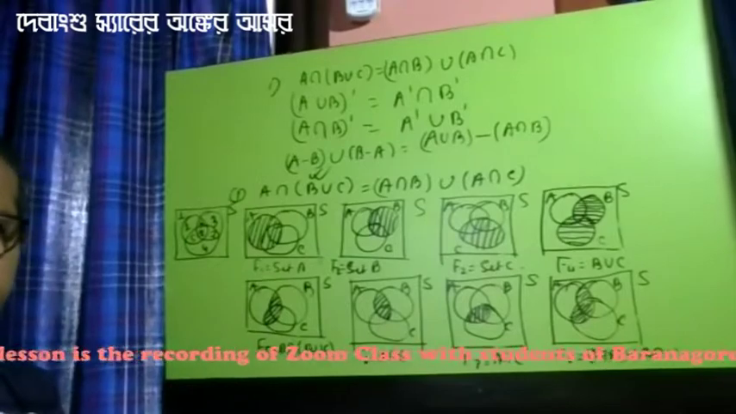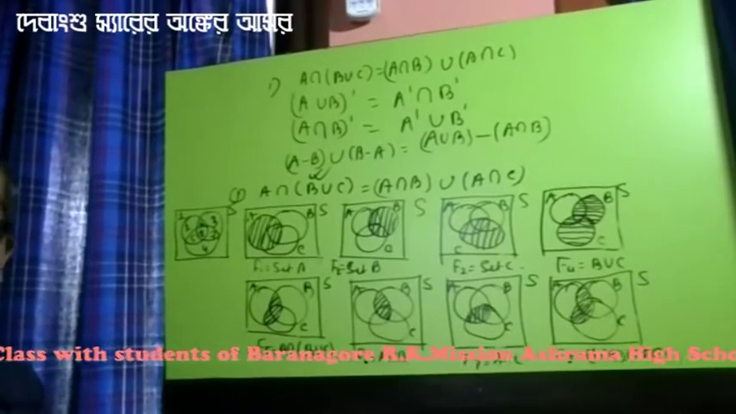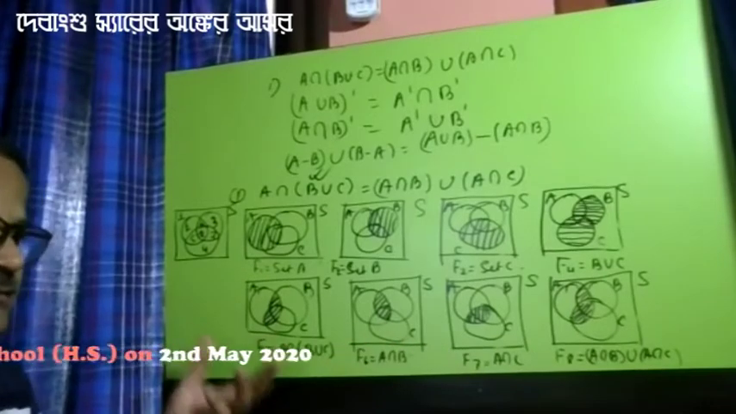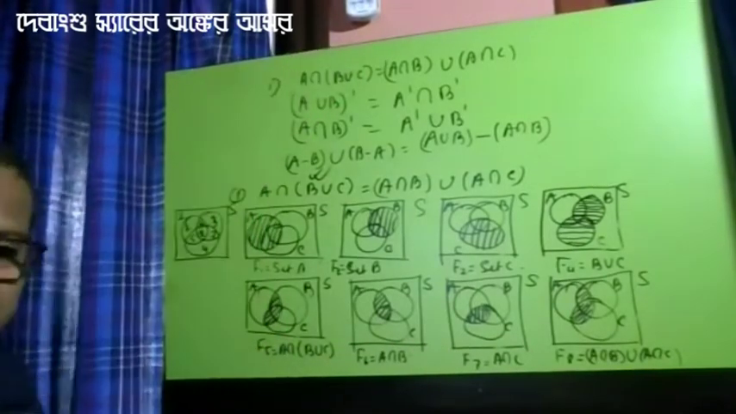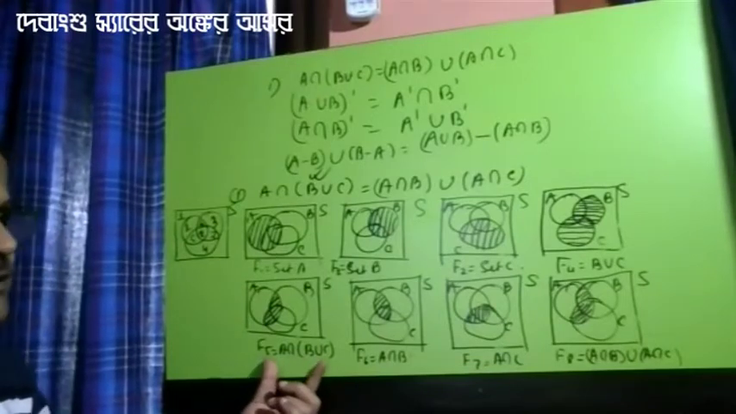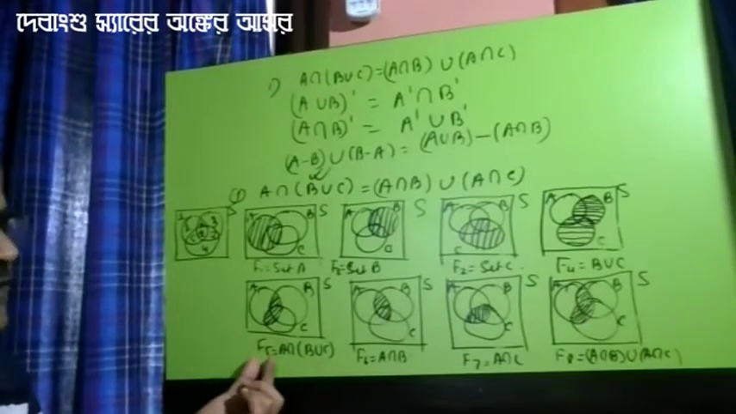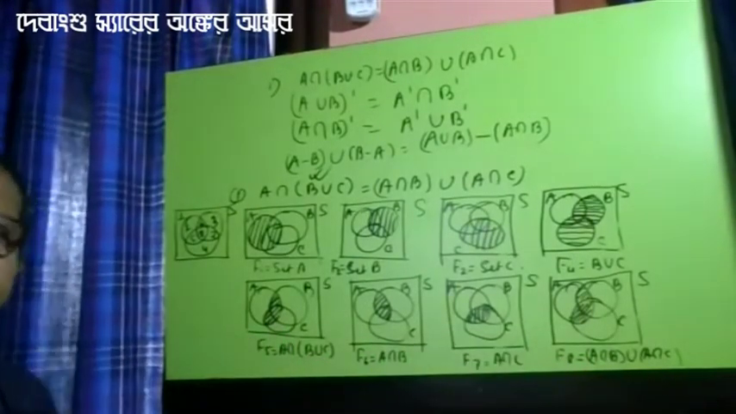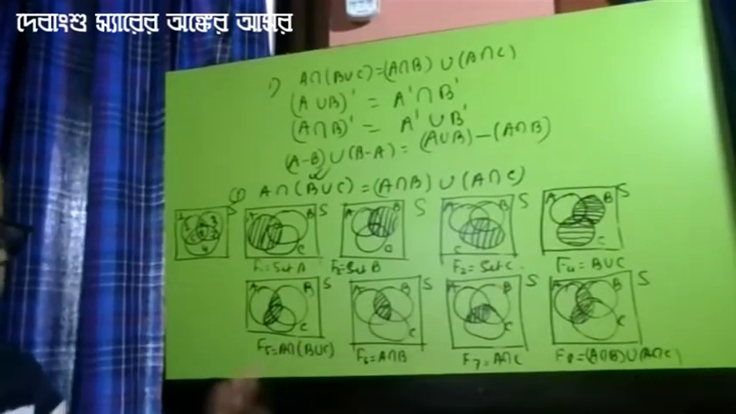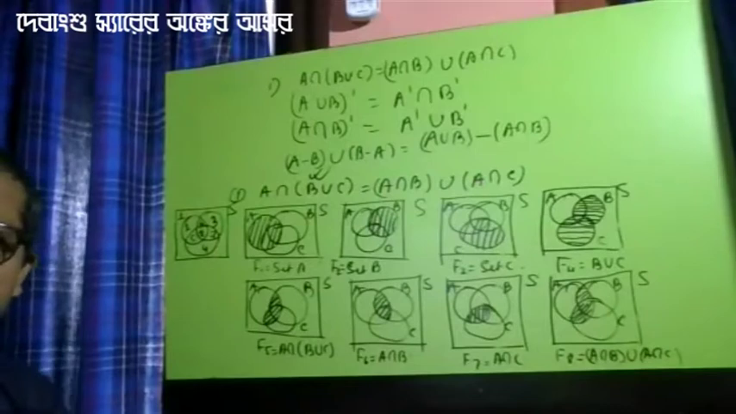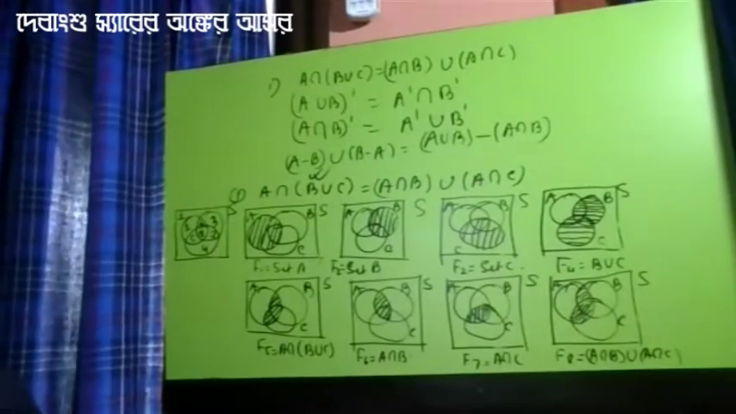Now see, figure 5 and figure 8 are identical. Then we have to write figure 5 as I expressed in the previous sum on a previous class. Likewise, since figure F5 and figure F8 are identical, the sets represented by F5 and F8 are equal. That is, this is equal to this. So proof by Venn diagram is done.